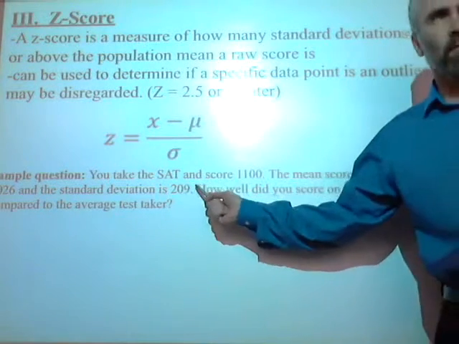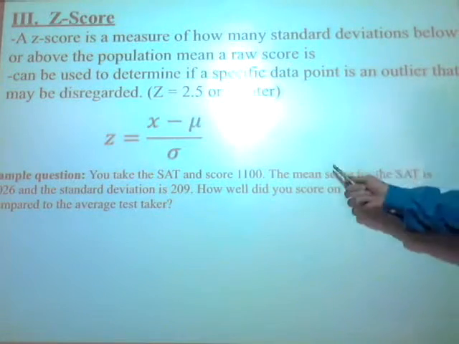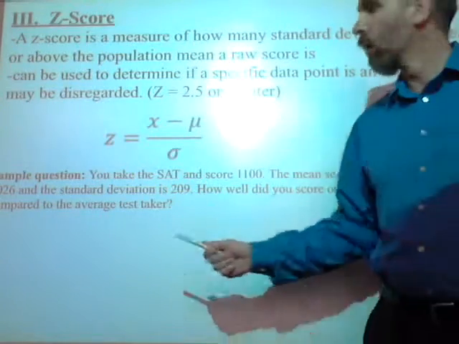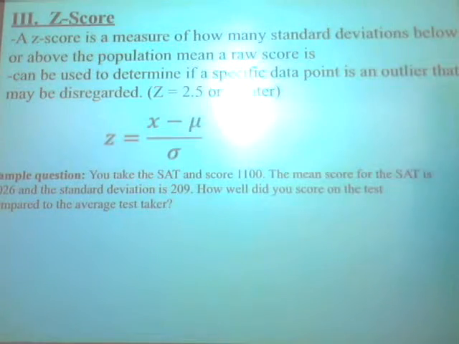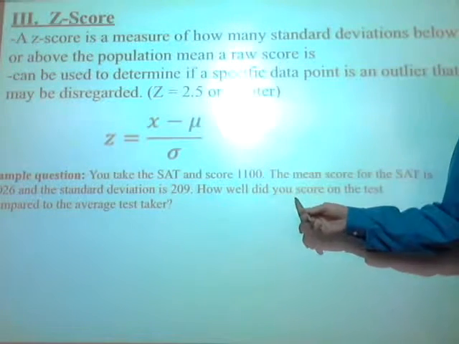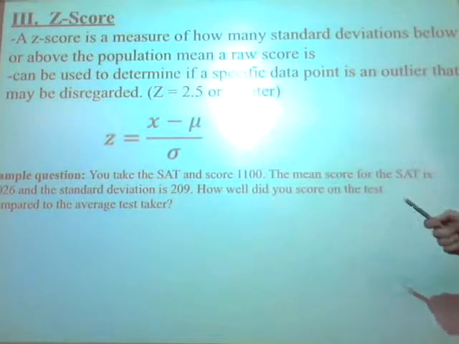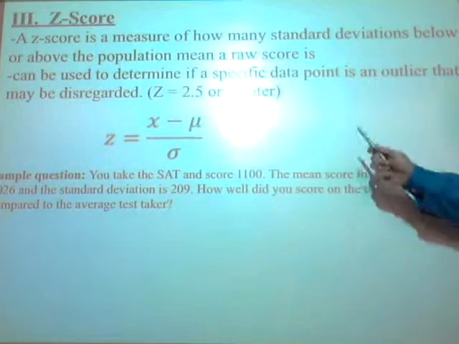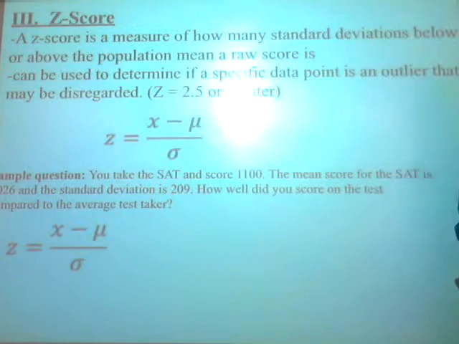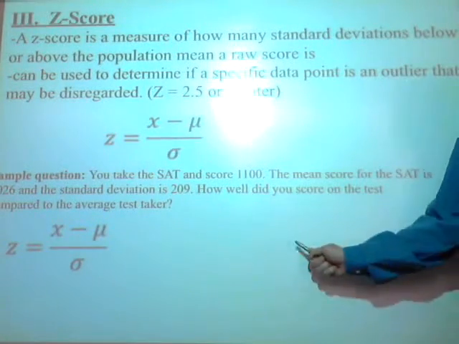You take the SATs. You got 1,100 on the SATs, and the mean score for that year was 1026. You want to know what your percentage is, how well you did compared to everybody else. Well, you can figure that out if you know the standard deviation and the mean. You can figure out how well you did. Let me show you how. First, we'll plug it into this formula.